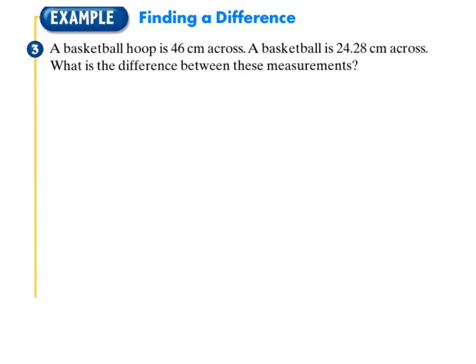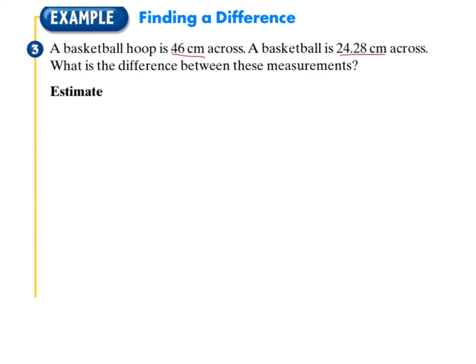Now let's look at finding the difference with decimals. Remember, when it asks for the difference, that is subtraction. So we're not estimating in this example, this is simply doing subtraction. So say a basketball hoop is 46 centimeters across. A basketball is 24.28 centimeters across. What is the difference between these measurements?